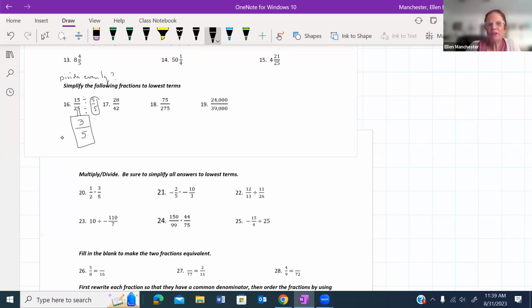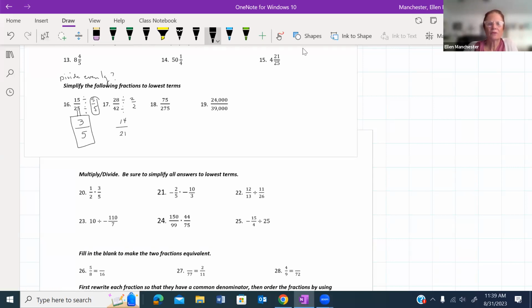So what else could I have seen though? Just right off the top, I have 28 and 42. What kind of numbers are these? Even numbers, right? So if you don't see the 7, you can look and go, okay, they're both even, so I can divide by 2. So you can simplify in small steps. You don't have to simplify all at once. So if I divide by 2, I get 14 out of 21.